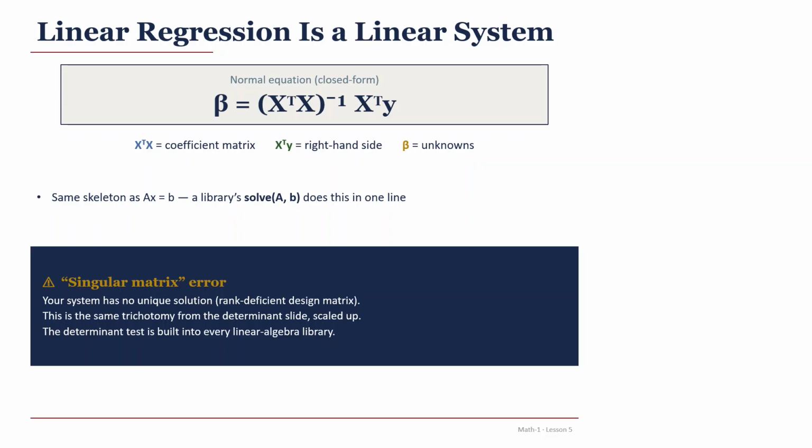A numerical computing library's linear solve routine does this in one line, but conceptually it is the same operation as eliminating variables one at a time. Same elimination, same back substitution, just on a much bigger matrix. When you see a singular matrix error from such a routine, it means your system has no unique solution. The design matrix is rank deficient, equivalent to the no solution or infinitely many solutions cases we drew earlier. The determinant test we learned today is literally what numerical libraries check before they trust their answer.